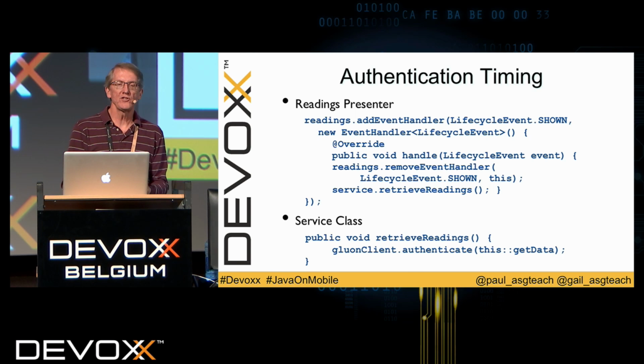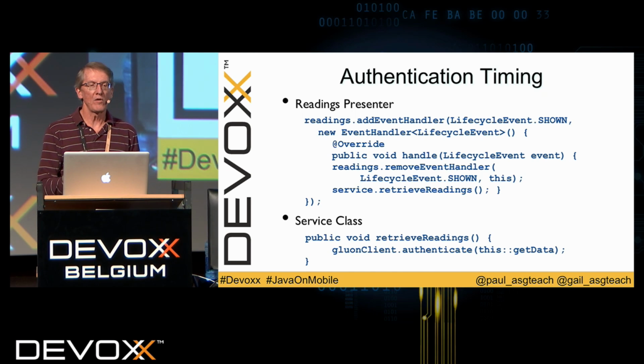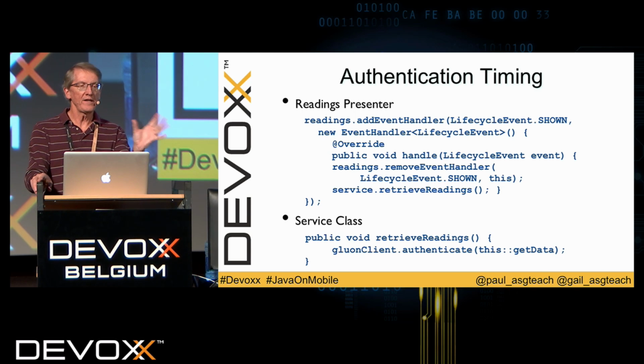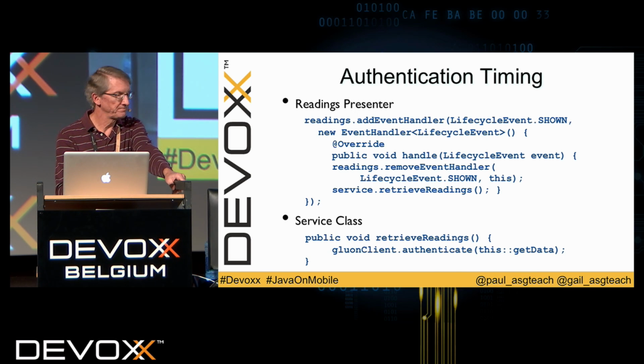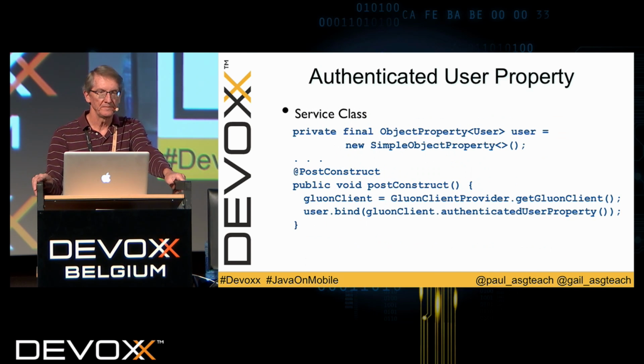So when you run the application on a device that's already been authenticated, then authenticate will immediately invoke get data and skip the authentication step. Okay? Next slide.